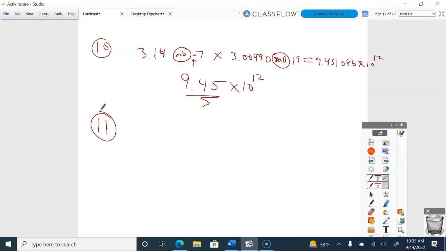All right, so number 11. Who wants number 11? Because number 11 is hard. You want 11? You get 11, right? No. Okay, then ask for number 11.